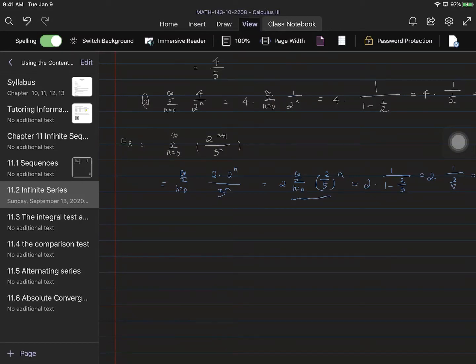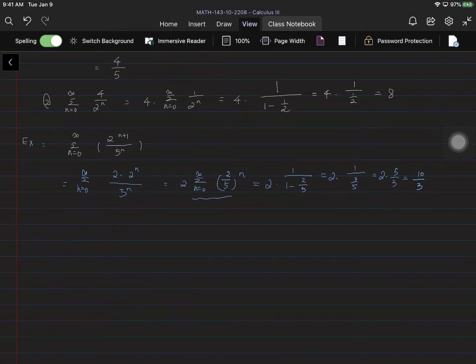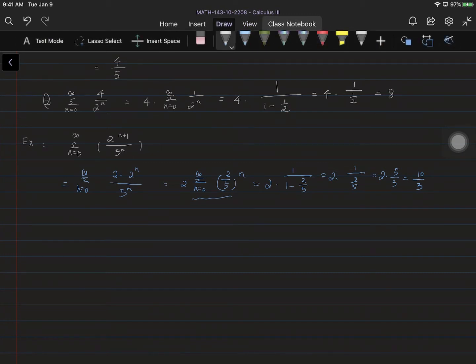Now let's take a look at the last topic in this section. It's called the nth term diverges test. Okay, so firstly, I'm going to give you the theorem. If the series an converges, then the last term or general term an has to go to 0, or limit as n goes to infinity of an is 0.